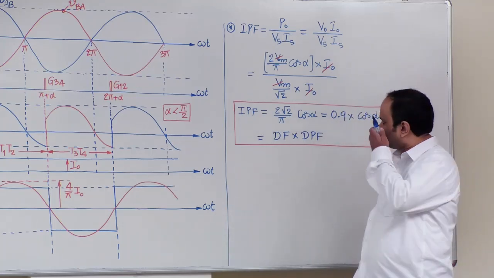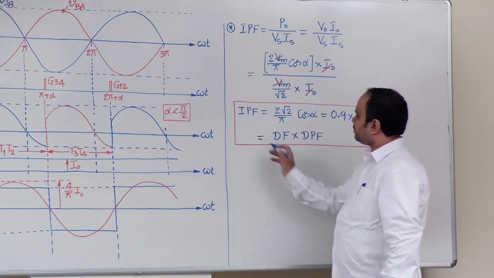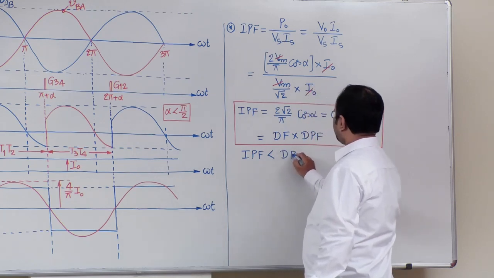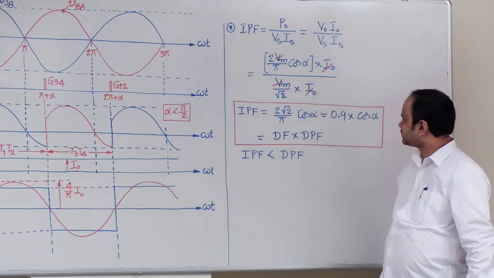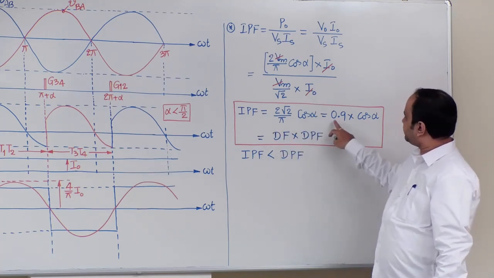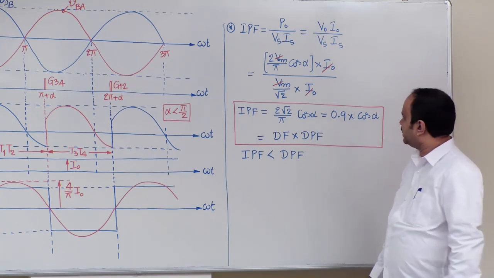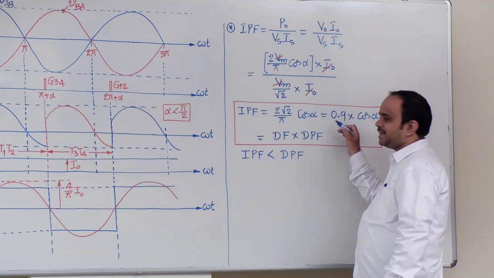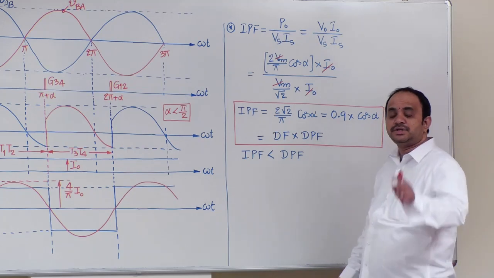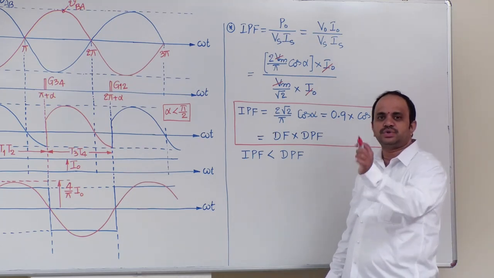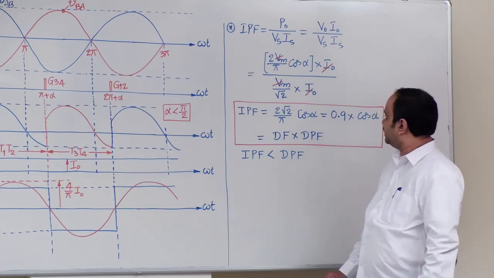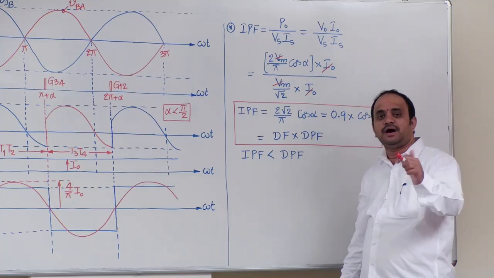Very, very important conclusion. Observe carefully. Input power factor is less than displacement power factor. Why? What is displacement power factor? Cos alpha. Distortion factor value is 0.9. It is less than 1. The main reason for DF to be less than 1 is that the RMS value of fundamental source current is not the same as the RMS value of source current. That is due to the non-sinusoidal nature of source current. That means source current has odd harmonics.